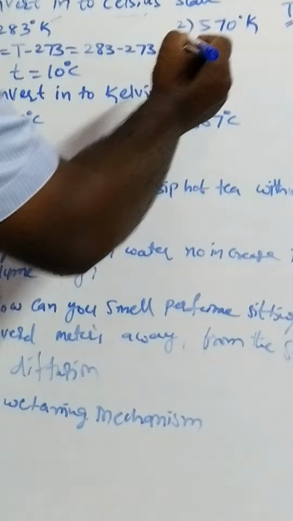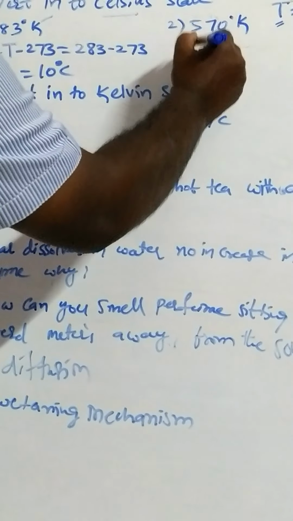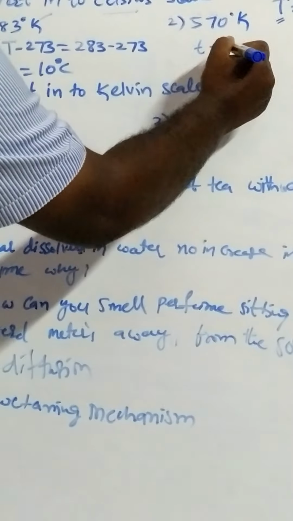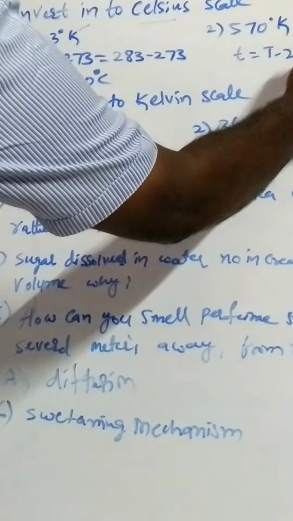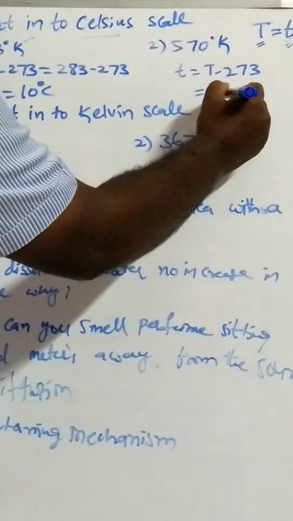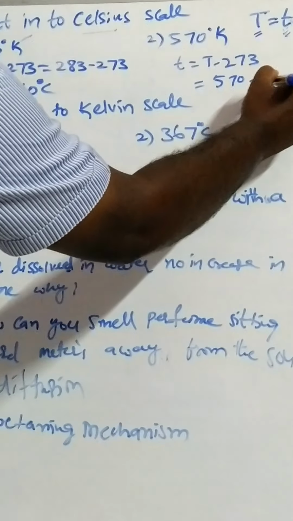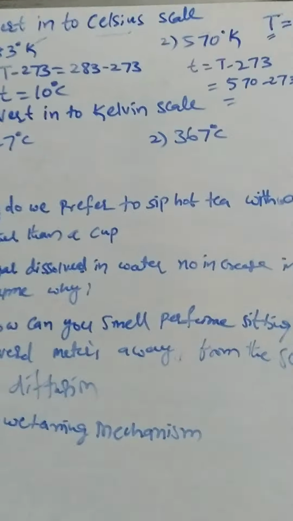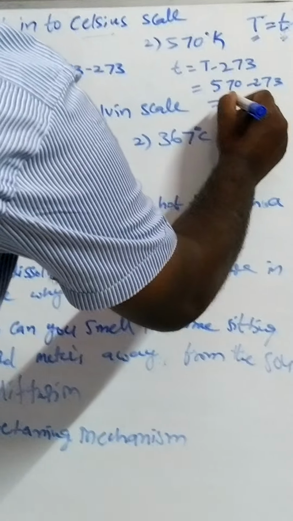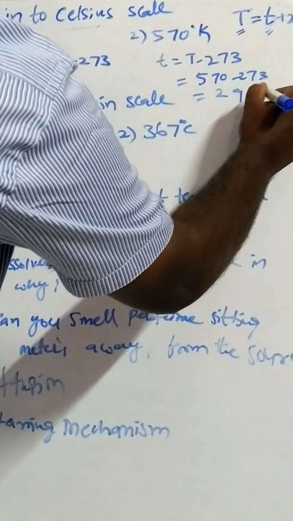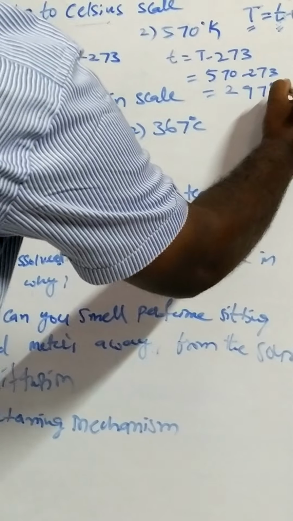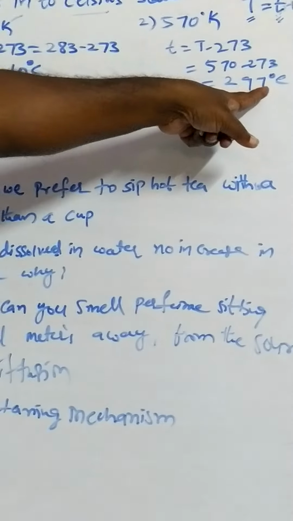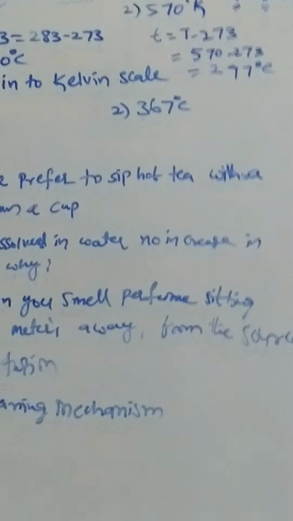Similarly, another question, 570 degrees Kelvin. How can you convert into Celsius scale? Small t equals capital T minus 273. What is capital T? 570 minus 273, which is nothing but 297 degrees centigrade. It is given in Kelvin scale temperature, and we are finding it in Celsius scale.